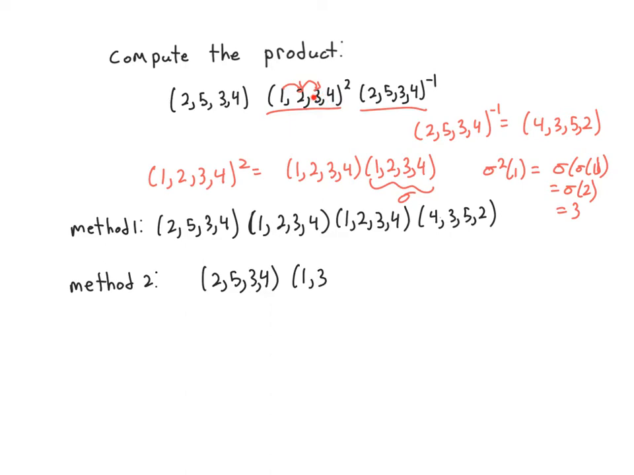Instead of going 1 to the right, you're going 2 to the right. 3 goes to 4, goes back to 1. Similarly, 2 going right twice, 2 goes to 4. Going right twice, 4 goes to 1, goes to 2. It closes off. So this right here is the square. So that's another way to compute the square.